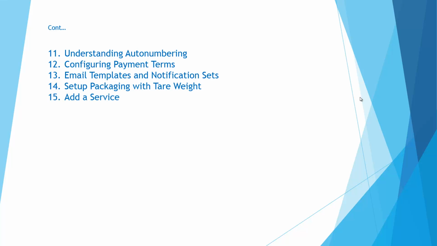15 is about adding services. So you can add your services to the system. When you're creating a work order, you can add your service. You can add services at the settlement stage, and we'll just show you how to do that. 16 is about configuring sales tax.